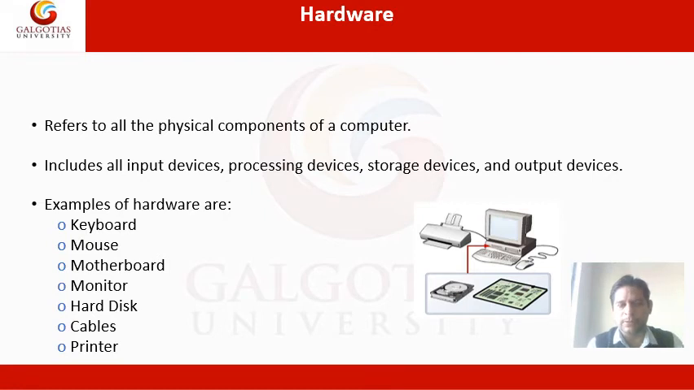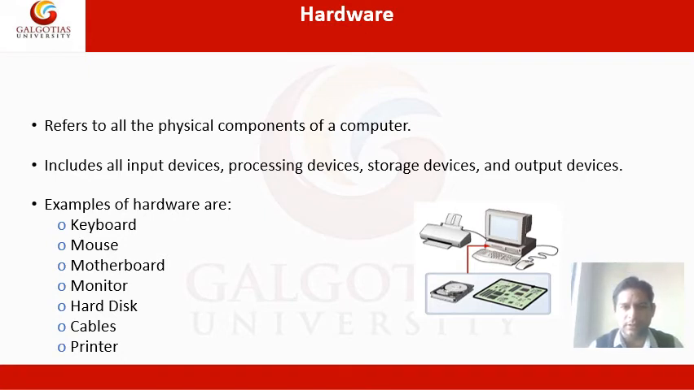Now when we talk about basic terminologies, apart from these terms, another term that you will come across throughout this course is hardware. So what is hardware, students? Hardware refers to all the physical components of a computer system. In simple words, all the physical components which you can see and which you can touch on any computer system come under the hardware category.